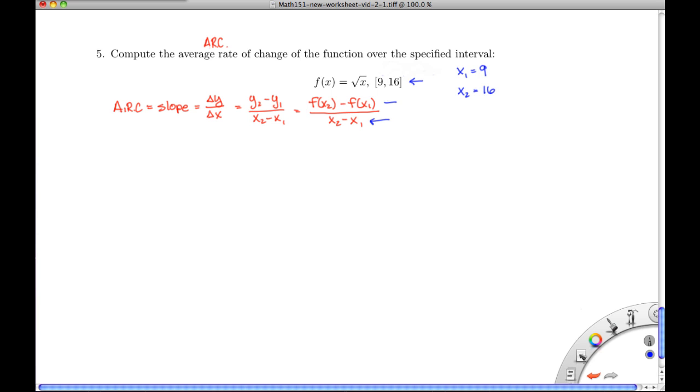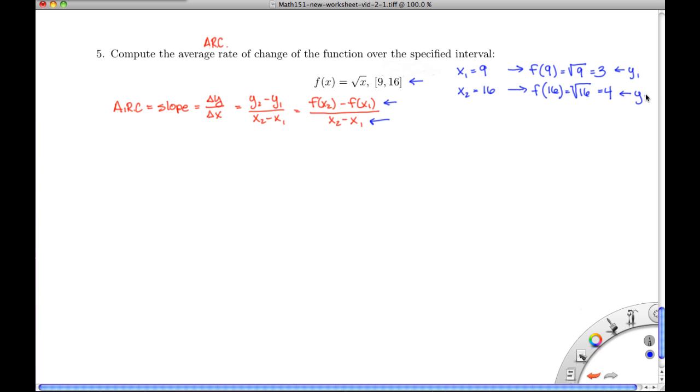Now we need to take care of the top. So if x sub 1 is equal to 9, then f of x sub 1 is just going to be f of 9. Our function is a square root function, so it's just the square root of 9, which would be 3. We can do the same thing for x sub 2. We take our function, we evaluate it at x sub 2, which is 16. Our function is the square root function, so that's going to give us 4. So these are basically our corresponding y values. If we'd rather think of it as our y sub 1 and our y sub 2, that's perfectly fine.